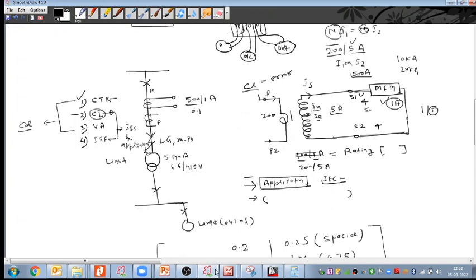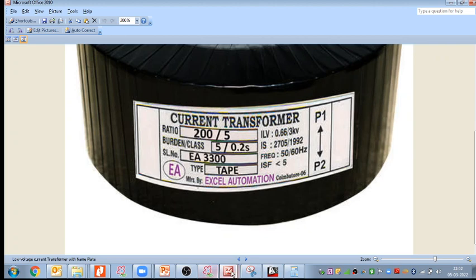they can produce. So if we are taking ISF of 5, it means they will reproduce and transfer to the secondary side a maximum of 5 times the current. And after 5 times the current, the CT particular core, because in CT we have many cores, so a particular core, not all the CT, this particular metering core will saturate.